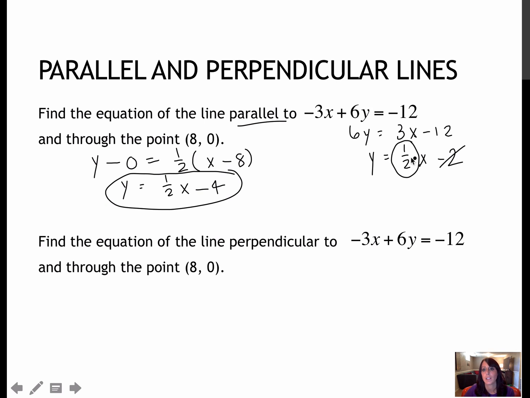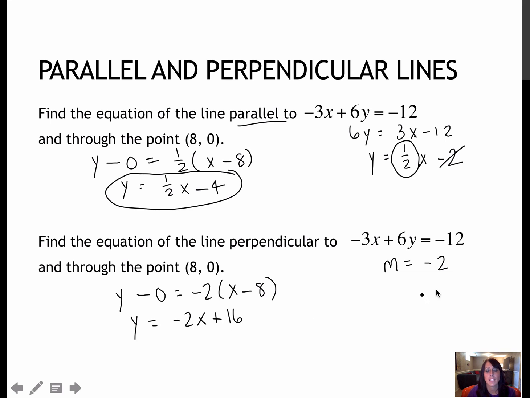To be perpendicular, I would take 1/2, flip it upside down, and change the sign. So my new slope will be negative 2. So now y minus my y value equals my slope, x minus my x value. The left side, because it's 0, just turns into y. The right side is negative 2x plus 16. I'll let you do that graphing check on your own.